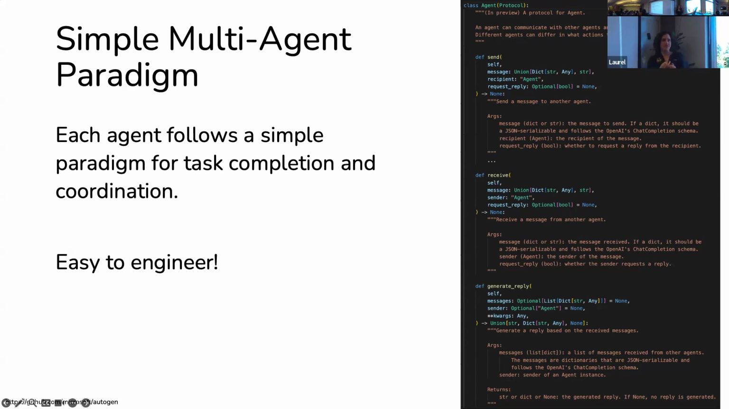They can send a message, they can receive a message, and they can generate a reply. And you could almost argue you could wrap the last two into one, but there's some notion of sometimes you just want to receive a message and not do anything. So they break apart that logic a little bit.